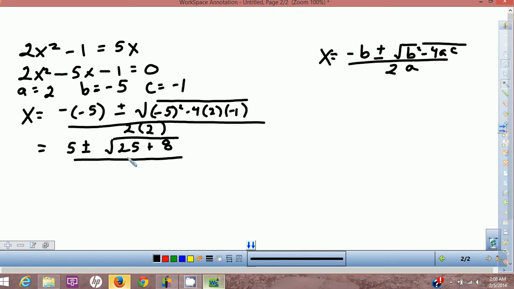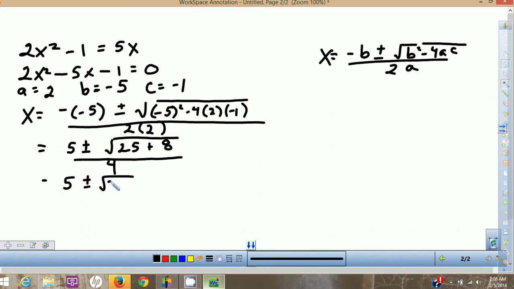So when we simplify this one more step, we said this time we weren't going to get a nice, neat integer or rational solution, because we've still got something under the radical that won't simplify. That doesn't always happen. If it won't simplify, then we need to leave it as a radical. So we have 5 plus or minus the square root of 33, and all of that is over 4.